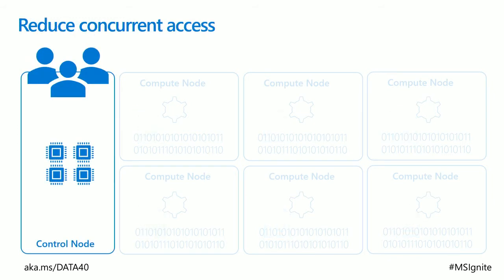Number 2, try and reduce concurrent access to the server. If there's people on it, it will be slower. But this is not rocket science. Anyone who's done data warehousing, even on-prem, knows that anyway, okay? But do it at times when it's quiet.